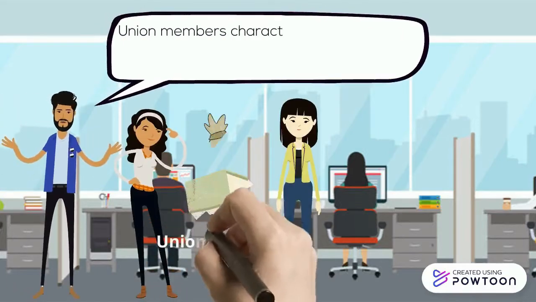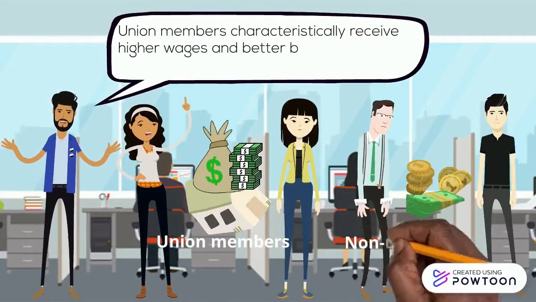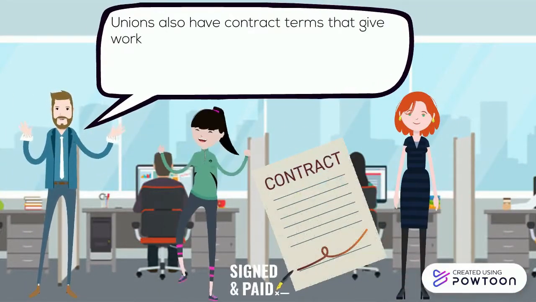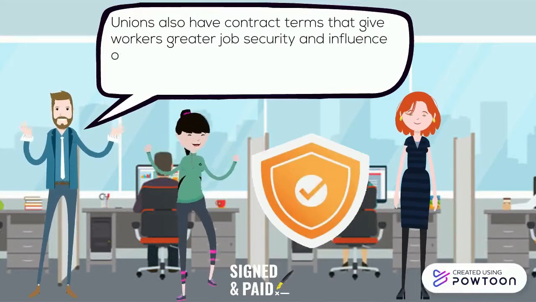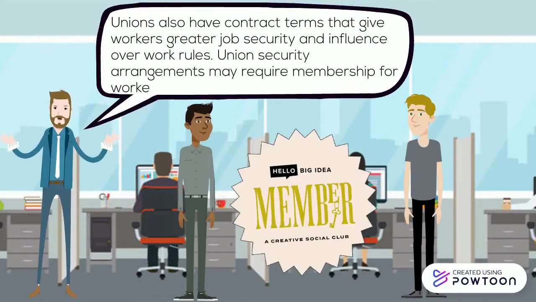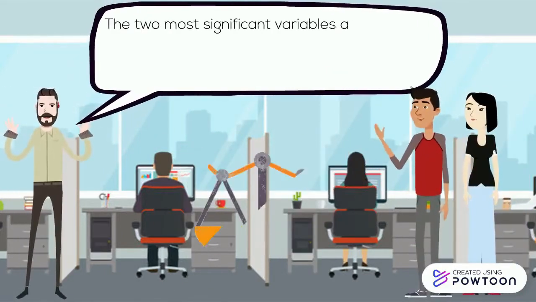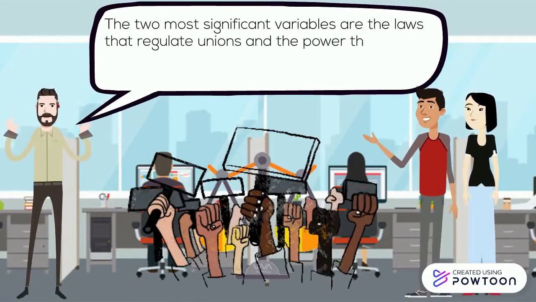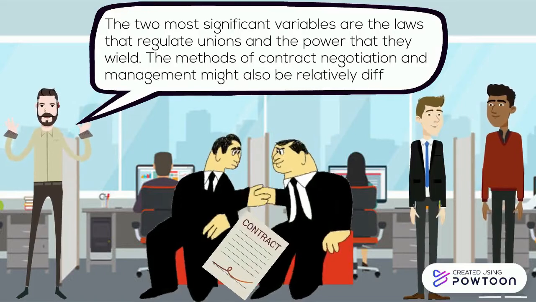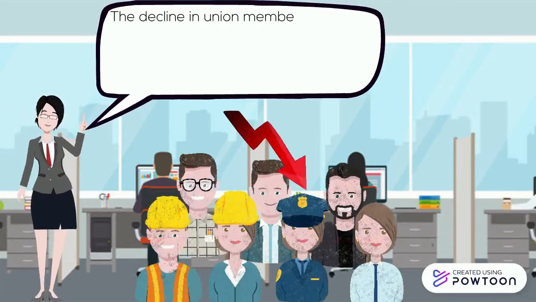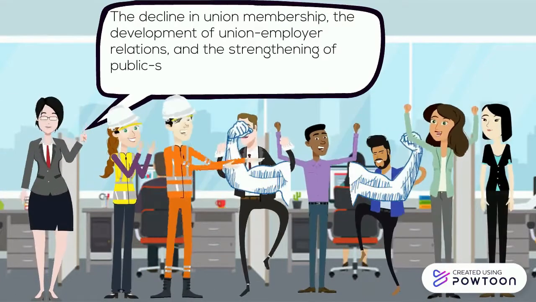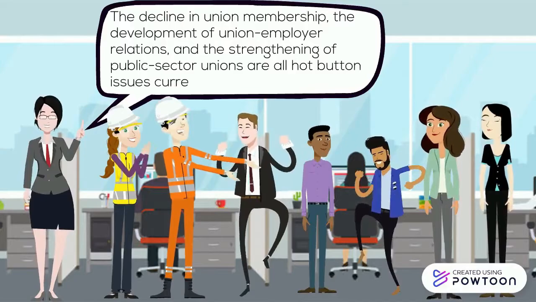Union members characteristically receive higher wages and better benefits than non-union workers. Unions also have contract terms that give workers greater job security and influence over work rules. Union security arrangements may require membership for workers. The two most significant variables are the laws that regulate unions and the power that they wield. The methods of contract negotiation and management may also be relatively different. The decline in union membership, the development of union-employer relations, and the strengthening of public sector unions are all hot-button issues currently present.